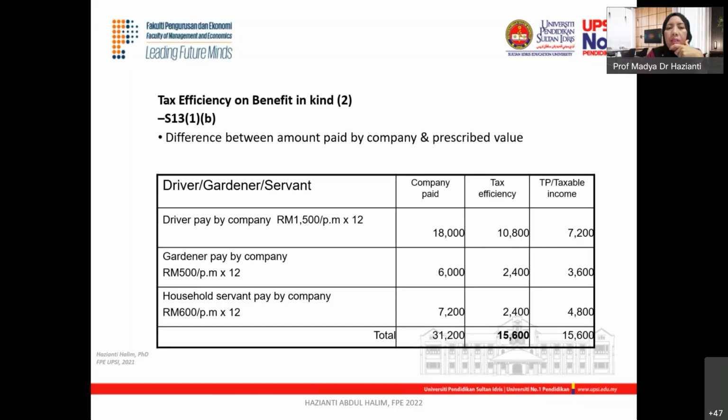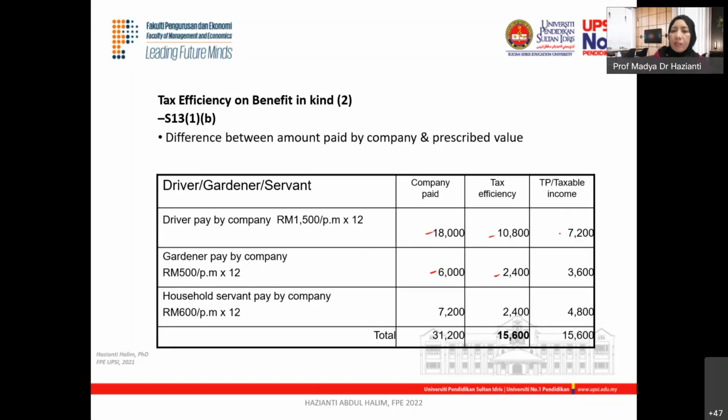Alright, for driver, gardener and servant, in this case, let's say driver pay by company 1,500 per month darab 12. Company bayar 1,500, 18,000. Tax efficiency 10,800 sebab yang tadi boleh kira 600 je kan. Or gardener pay by company 6,000 company bayar. So tax efficiency 2,400.